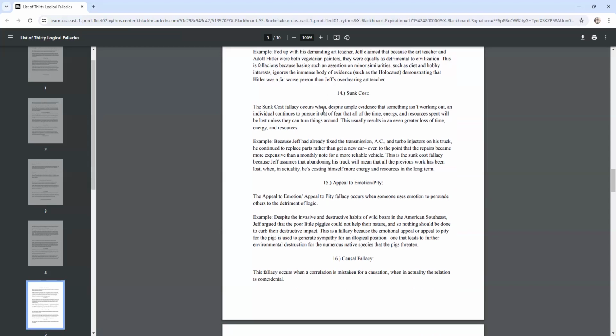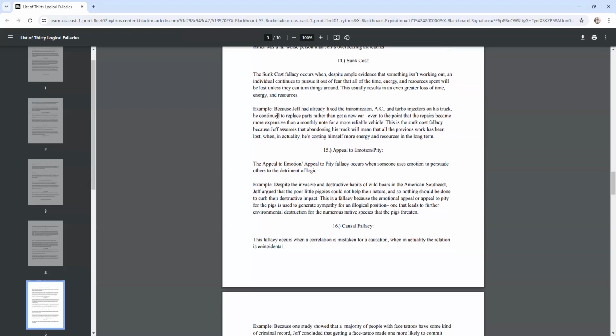And this occurs when, despite ample evidence that something isn't working out, an individual continues to pursue it out of fear that all of the time, energy, and resources spent will be lost unless they can turn things around. This usually results in an even greater loss of time, energy, and resources. All right, so here's my example.